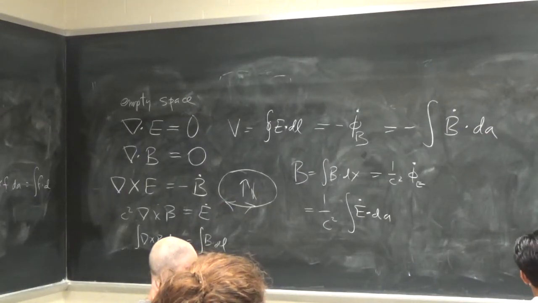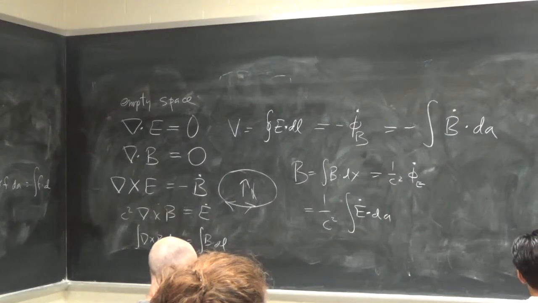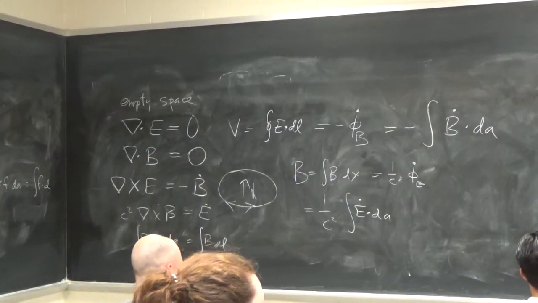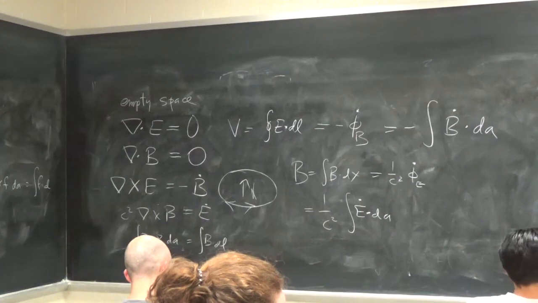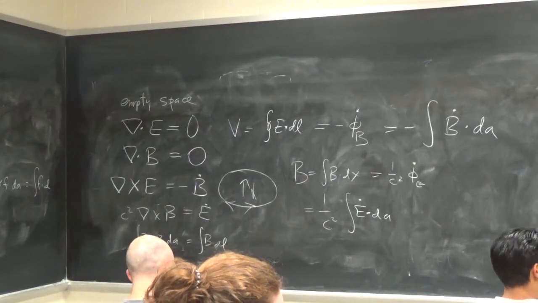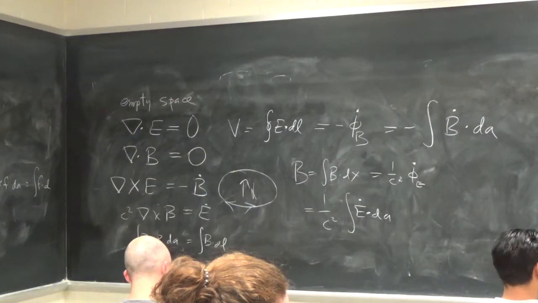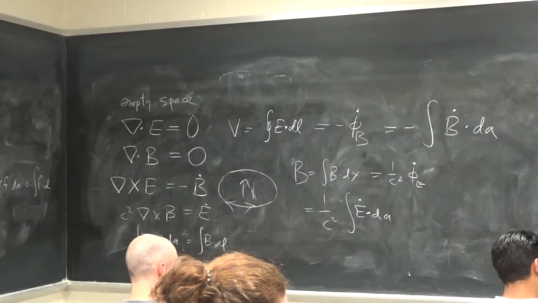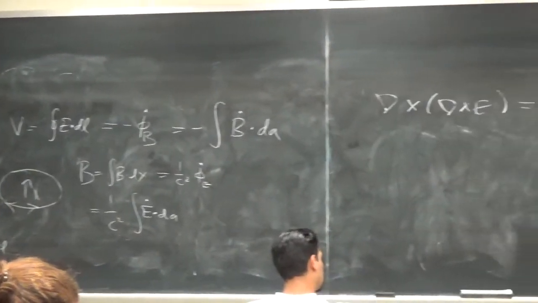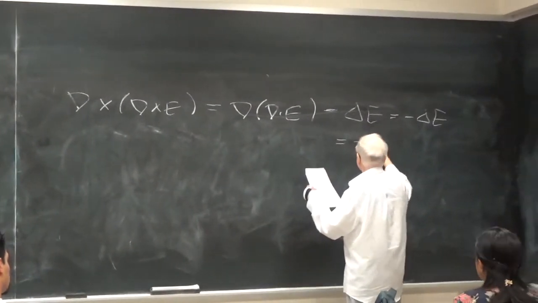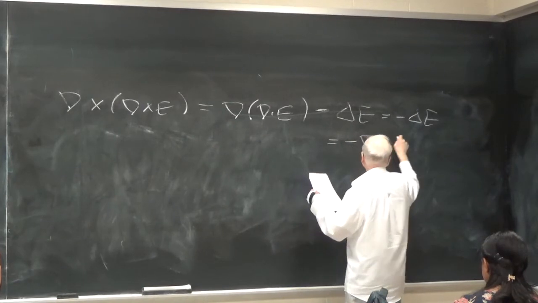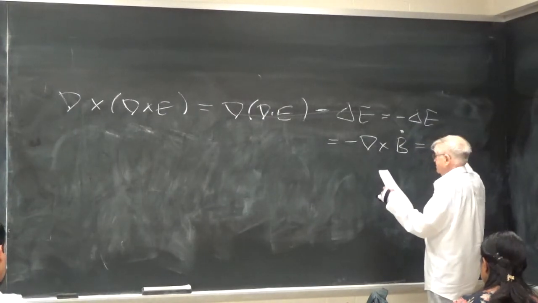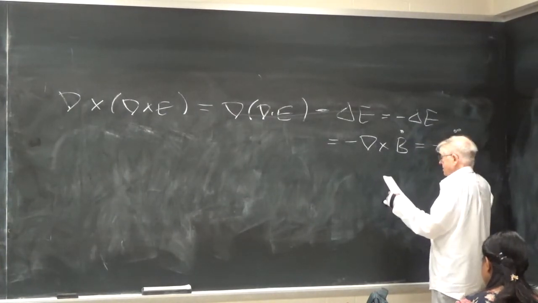Then you find that the curl of the curl of E is the gradient of the divergence of E minus the Laplacian of E. And in empty space, the divergence vanishes, so this is just minus the Laplacian of E. And this is also equal to minus the curl of the time derivative of the magnetic field, which is minus the second derivative of the electric field over c squared.